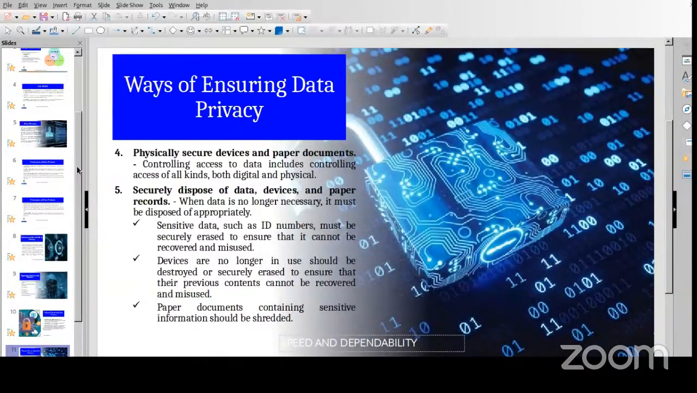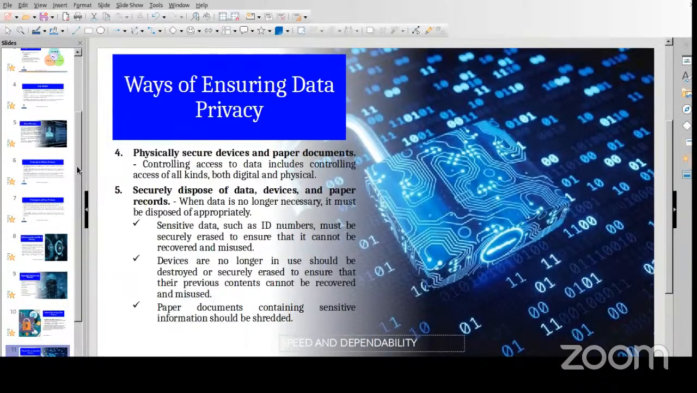So is this happening at a corporate level? Can I come in when we're performing audits and tear off some pages of some books, maybe ledgers or whatever? So yes, physically secure these devices that are storing your data, from computers to actual physical drawers. Then securely dispose of data, devices, and paper records. When data is no longer necessary, it must be disposed of appropriately. Sensitive data such as ID numbers must be securely erased to ensure that it cannot be recovered or misused.